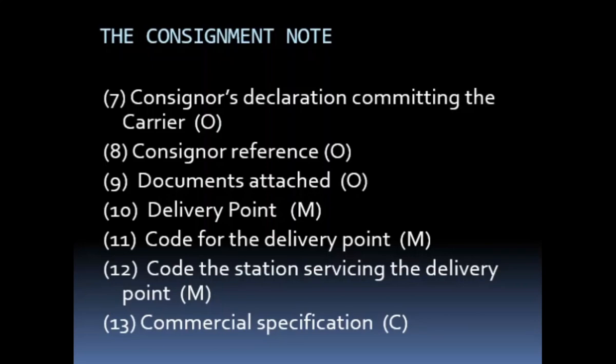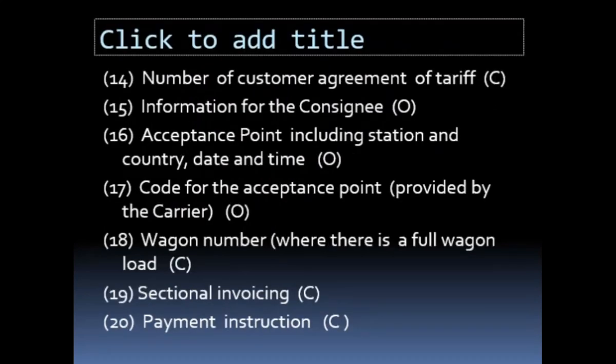Part 13 is commercial specification. This is conditional upon what type of transaction is being done. Part 14 is number of customer agreement of tariff. This is conditional. Part 15 is information for consignee. If there is any specific information for the consignee, this is where it's put on. It's optional anyway. Part 16 is also optional because it's the acceptance point, including station and country, date and time.